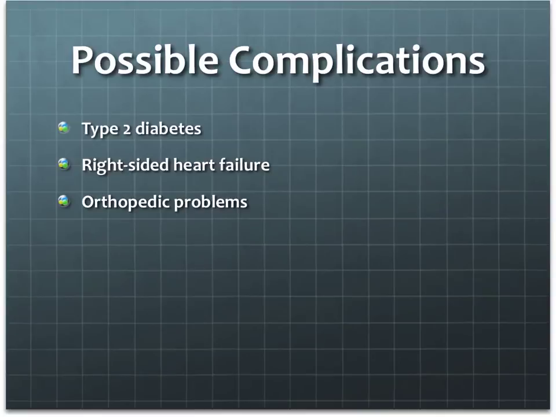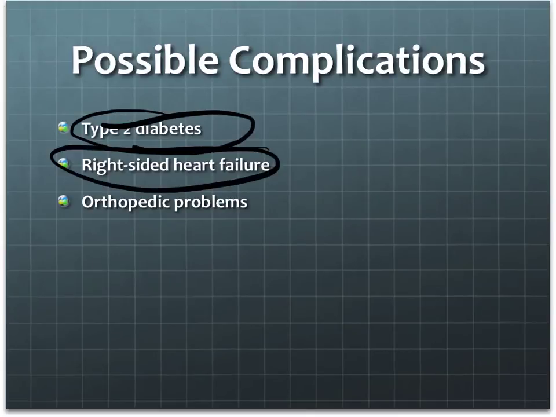Many of the possible related complications of Prader-Willi syndrome result from obesity. In addition to having constant hunger, people with the disorder have low muscle mass, which requires lower than average calorie needs. This combination of factors makes a person prone to obesity and the medical problems related to obesity. These possible complications include type 2 diabetes, right-sided heart failure, as well as orthopedic problems.